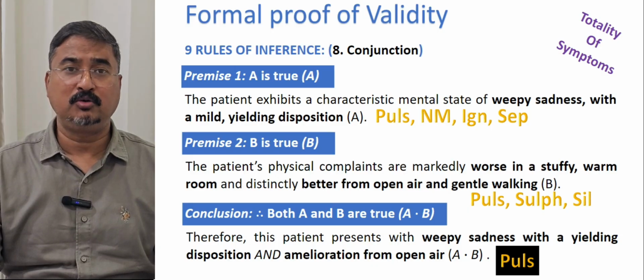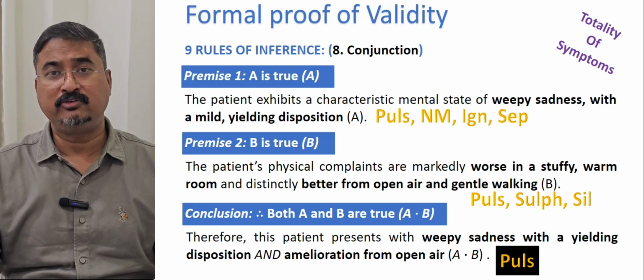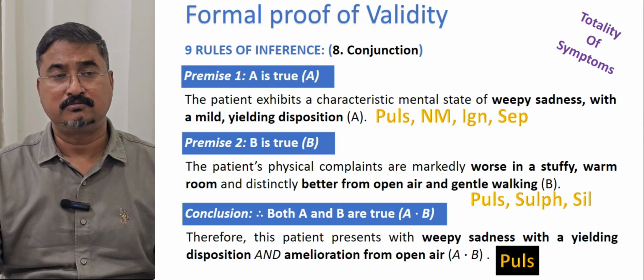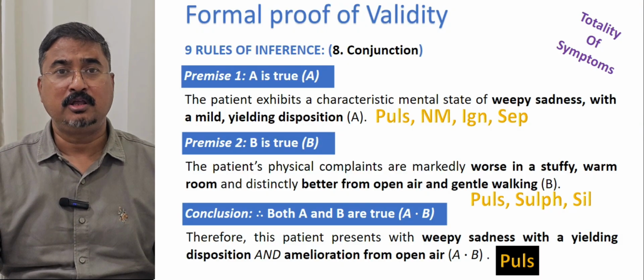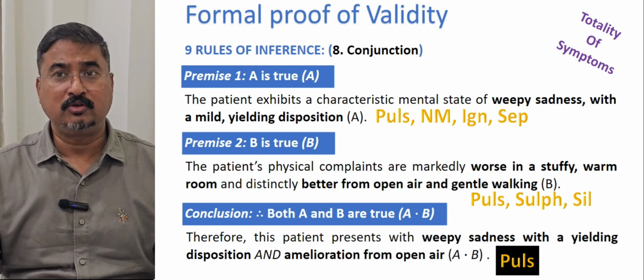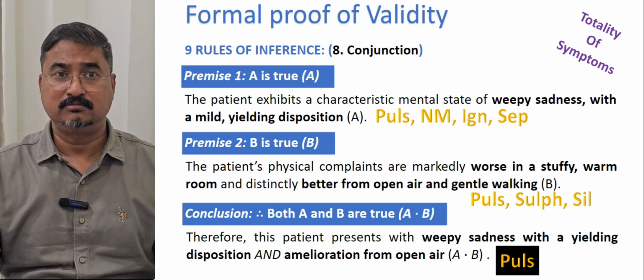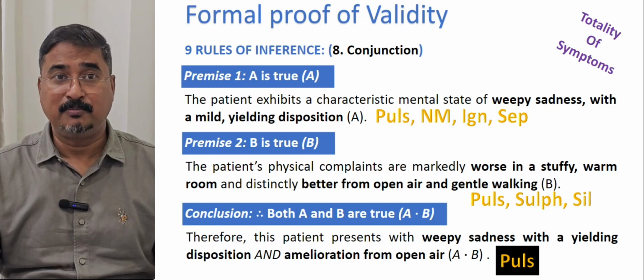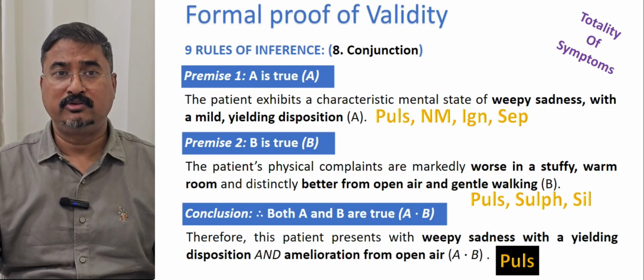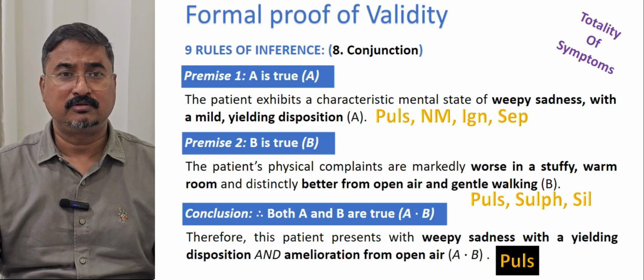Now, by applying the rule of conjunction, we combine these two true observations into a single statement. Therefore, the patient presents with weepy sadness and a yielding disposition together with marked relief from open air. This is A and B. What does this mean in clinical practice?